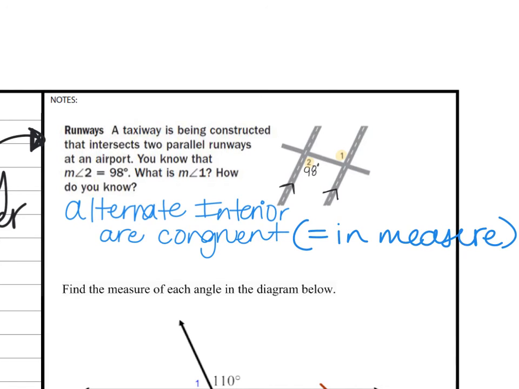So if angle 2 is 98 degrees, what will angle 1 be? 98 degrees. They're congruent. Here's how we write that. Measure of angle 1 equals 98 degrees. M angle 1 stands for measure of angle 1.